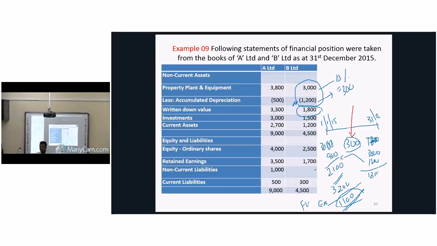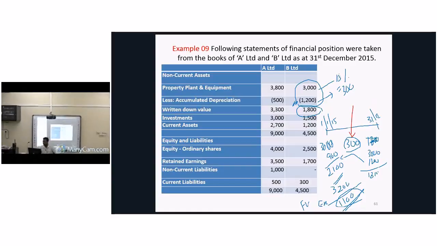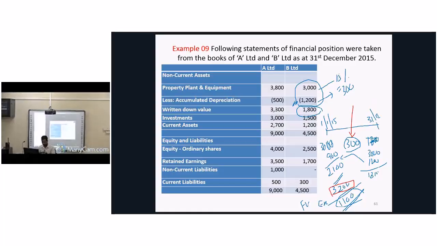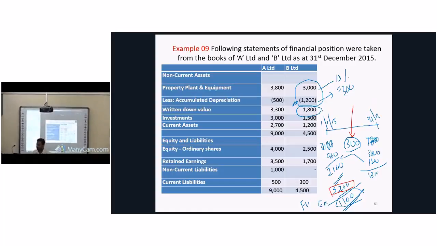Anybody can say what is the depreciation for the current year according to this now fair value? Now already it has been adjusted to this much. What should it be? 3200 divided by how many years? Anybody?